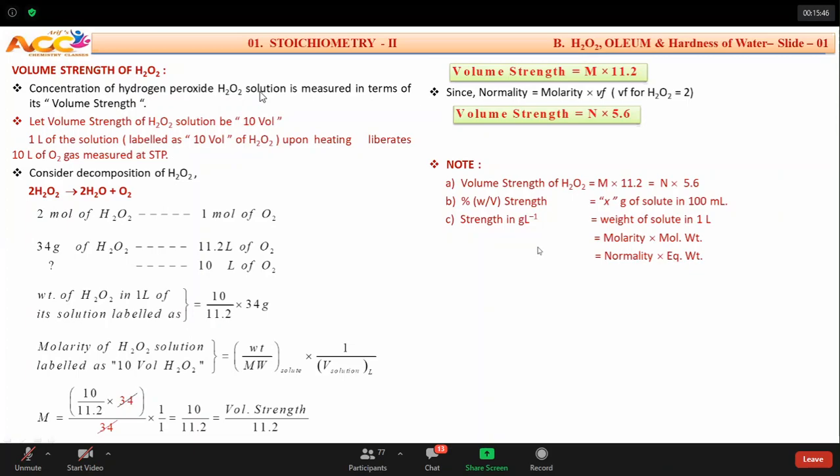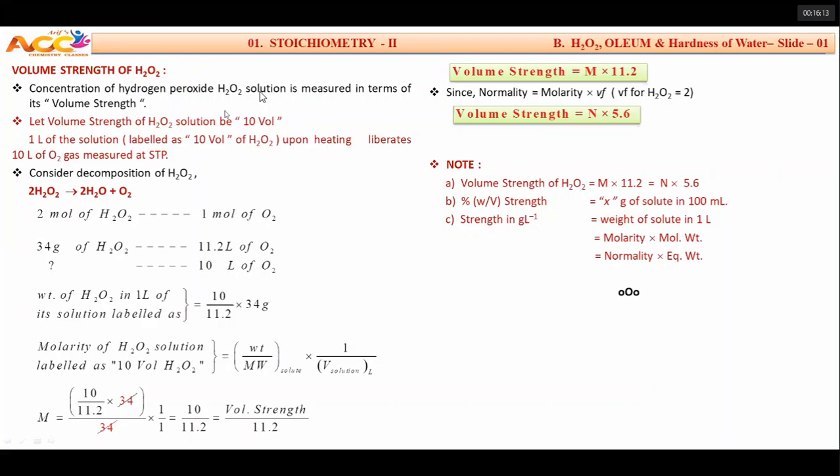No, sir, it can be calculated using molarity into molecular weight or normality into equivalent weight. It is also called strength, but grams per liter. This is called strength, grams per 100 ml. This is called volume strength, specifically applicable only for H2O2. B and C applicable for any solution. A is applicable only for hydrogen peroxide. And that is the story of hydrogen peroxide. Then we have to move for problems. Go ahead.